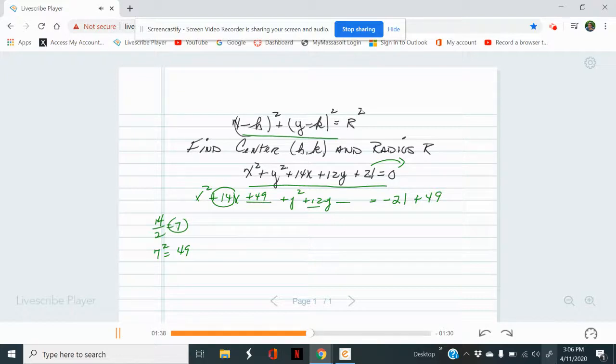I'm now going to take half of a positive 12, which is 6. I'm going to take the 6 now and square it. I'm going to get 36. I'm going to add 36 to the left side of the equation and add 36 to the right side.